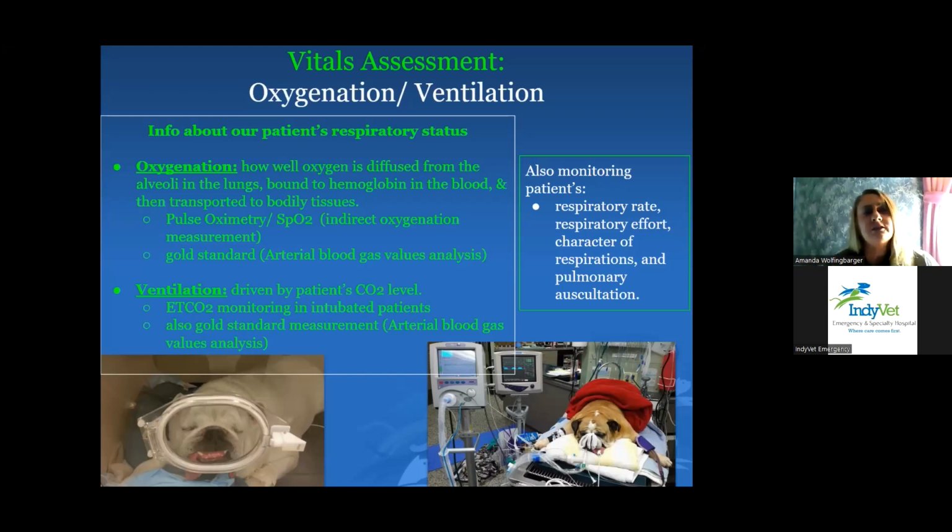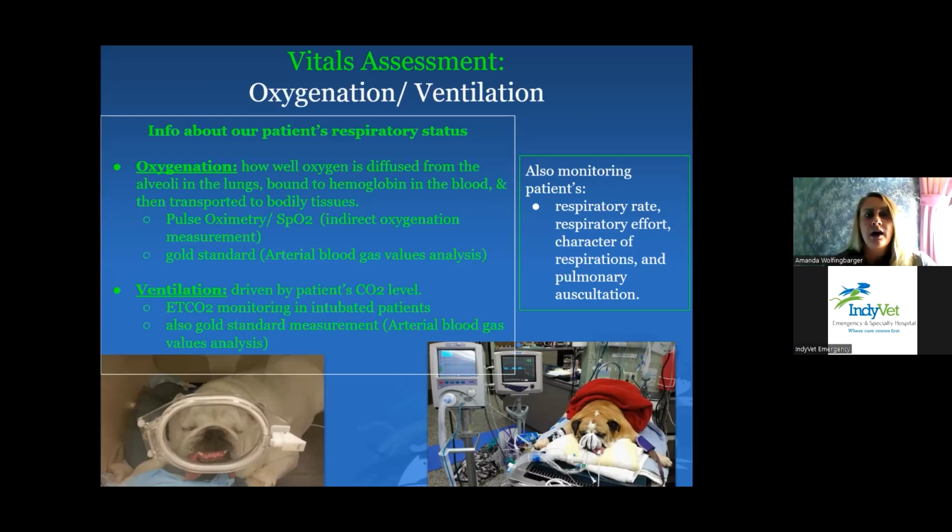And then our gold standard for oxygenation measurement is going to be an arterial blood gas sample, which is more invasive, but especially for our patients that are receiving oxygen supplementation, whether that be high flow, mechanical ventilation, or under anesthesia, an arterial blood sample is going to be our gold standard.